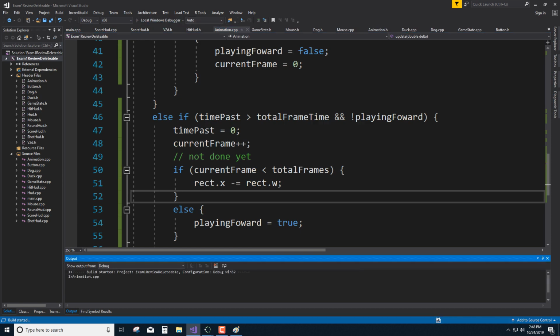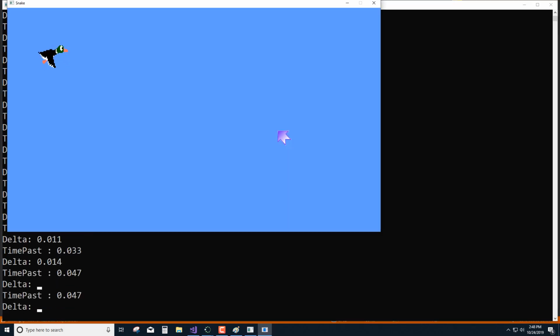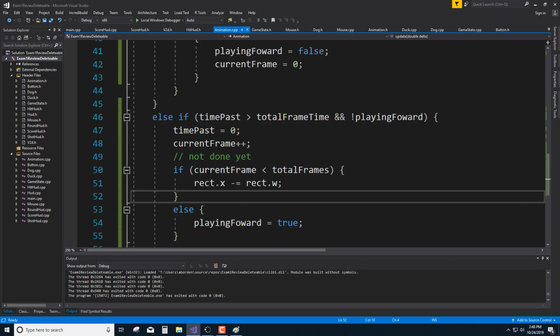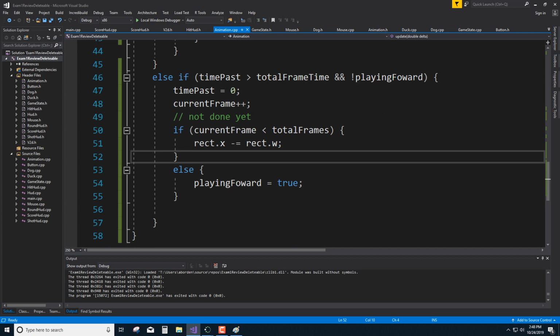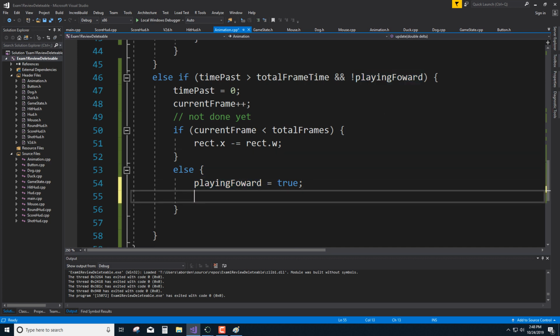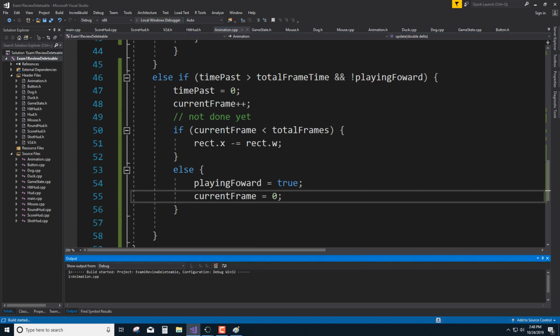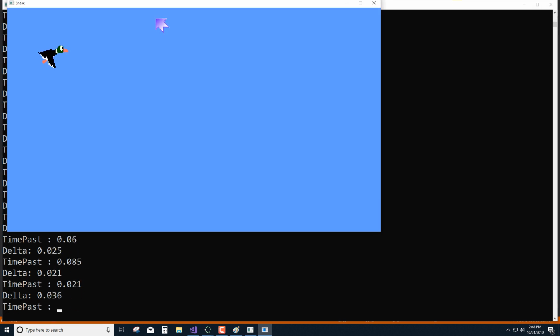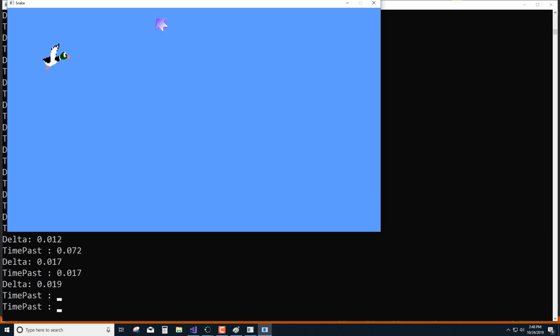Alright, so what does that do? Gets us one more. It goes straight back to the first one, stop. And then we need playing forward equals true, current frame equals 0. Maybe this time. Come on, Duck. Hey! It looks kind of weird, but yay! Totally doing it.